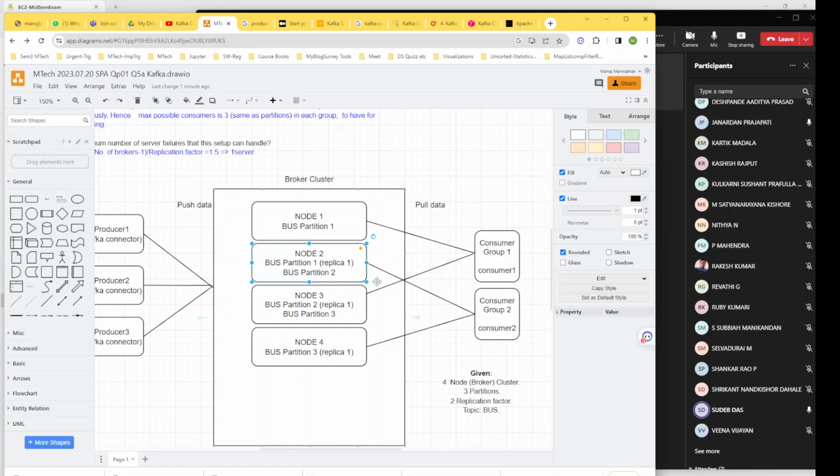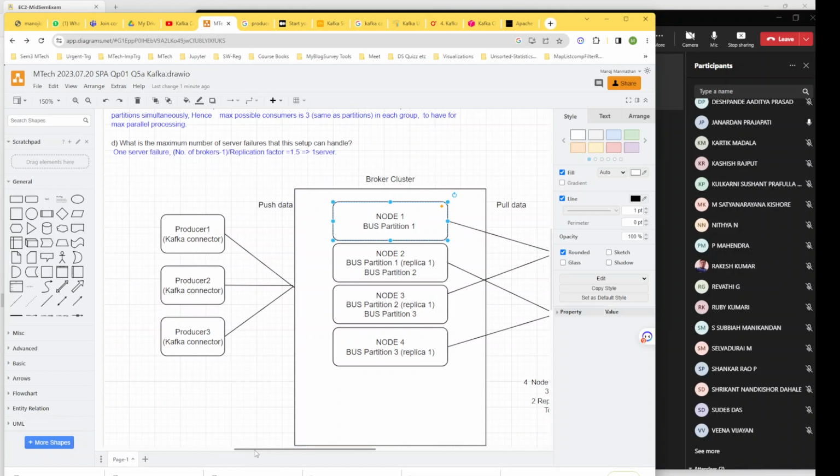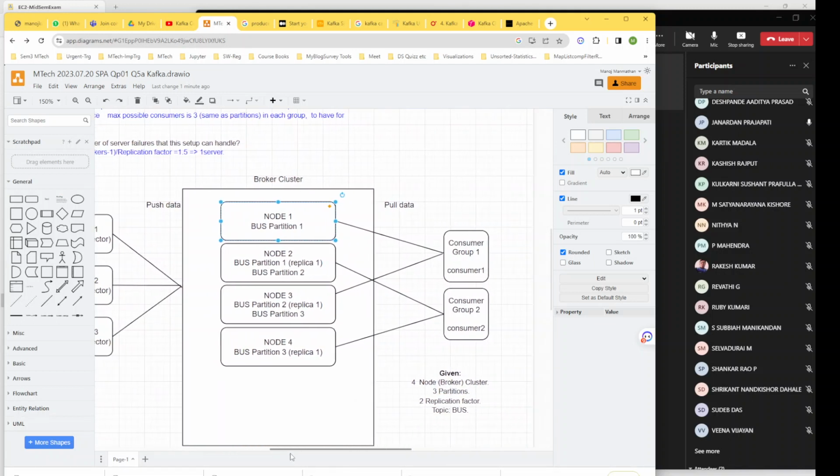No, 1 and 2 cannot go, because he is telling which node failed, and that we cannot know. But if we take the first 2 and 1 node is gone, then we can have a replica, so we can still manage the replica. Again for 3 and 4, if anyone is gone, the other is there. See, this question is: what is the maximum number of server failures that this setup can handle?